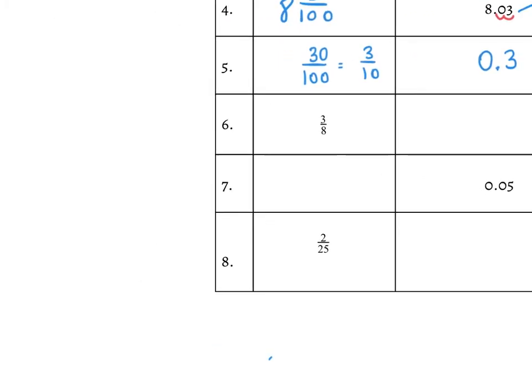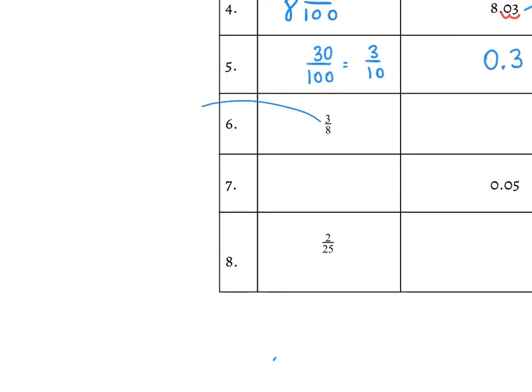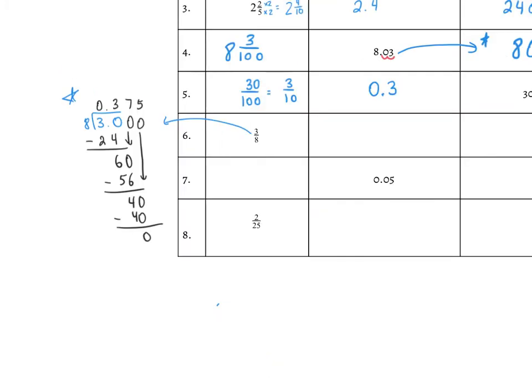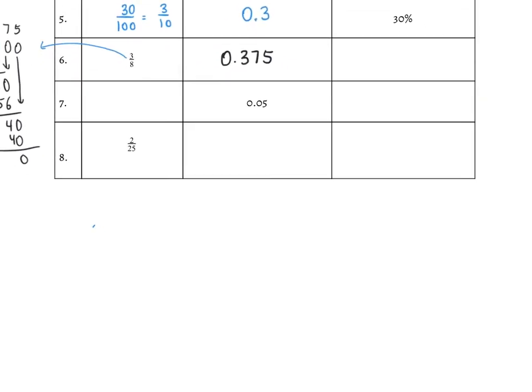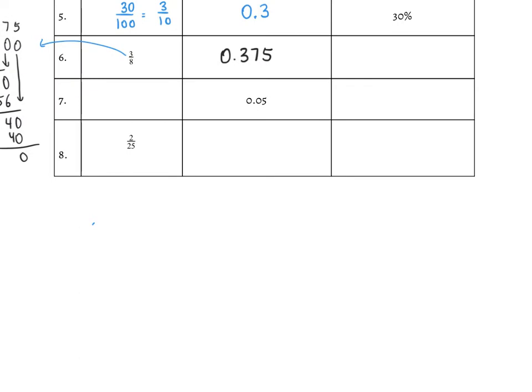3/8. This is one that we can't get to a denominator of 100. So you need to go ahead and divide. What did you get here when you divided? You should have gotten 375 thousandths. And if we put that into a percent, we move that decimal 2 times. So your percent should be 37.5%.